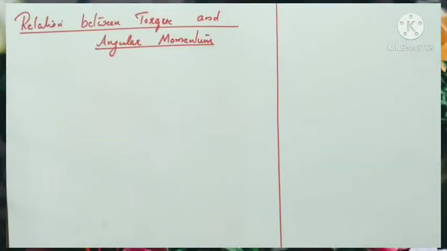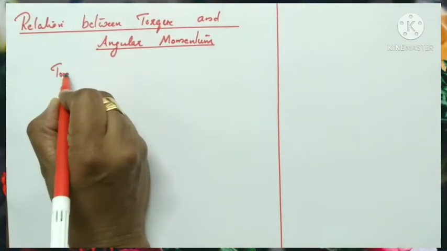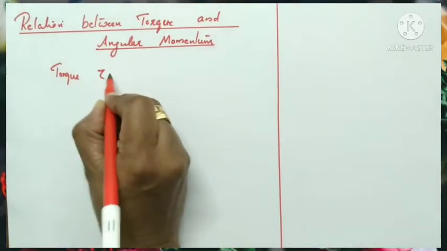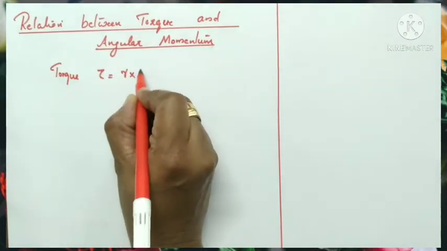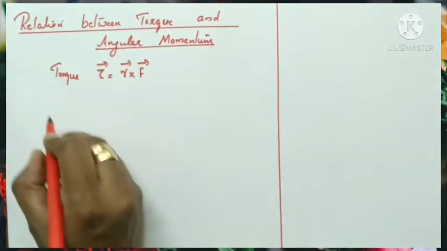We can derive the relation between torque and angular momentum. We know torque is the rotational analog of force, isn't it? And angular momentum is the rotational analog of momentum. We know torque is given by the formula torque τ equal to r cross F, vector τ equal to r cross F.